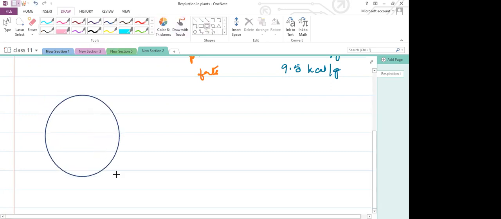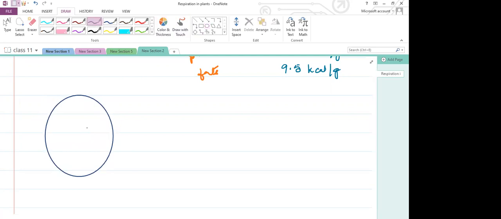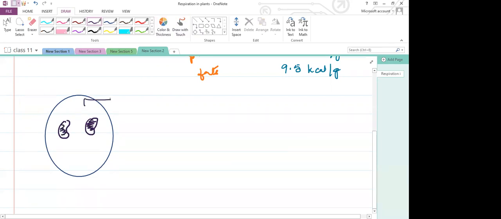In this cellular respiration, this is the cytoplasm and these are mitochondria. Here glycolysis takes place. Glycolysis is where the glucose is broken down. So glycolysis is the first part.